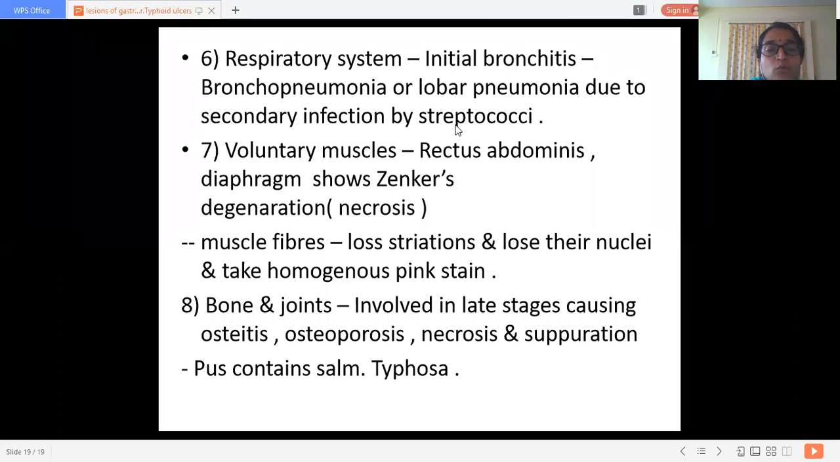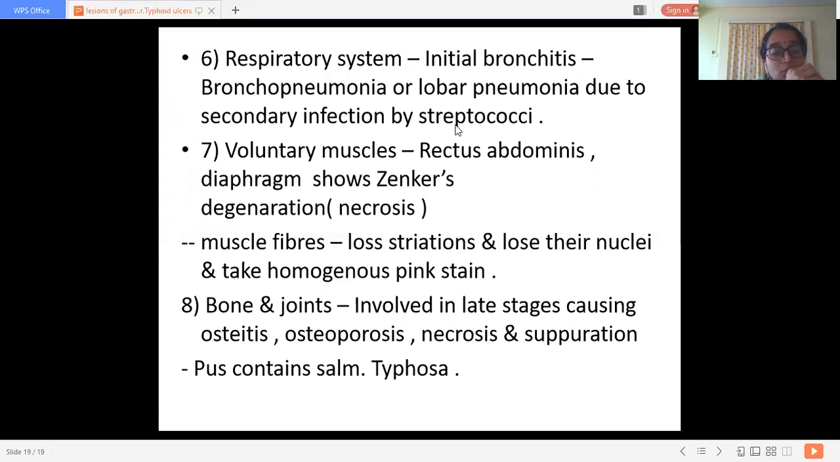Then the diaphragm shows Zenker's degeneration, that is necrotic changes. In the muscle fiber, there is loss of striations, the fibers lose their nuclei and take a homogeneous pink stain. The muscle fiber also becomes flabby. So this is the effect of typhoid fever on voluntary muscles and the muscle fibers.